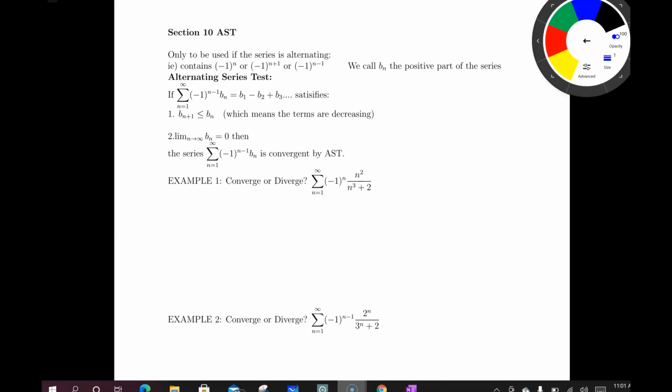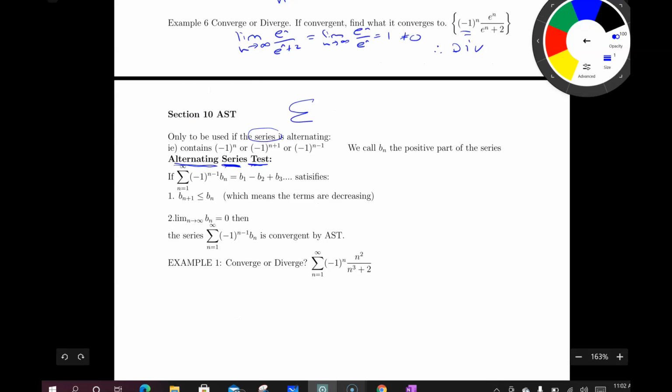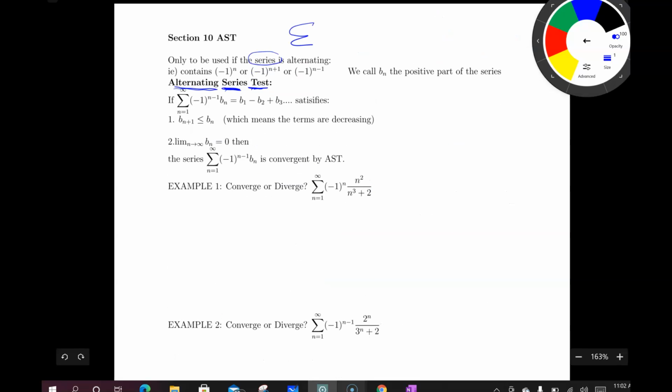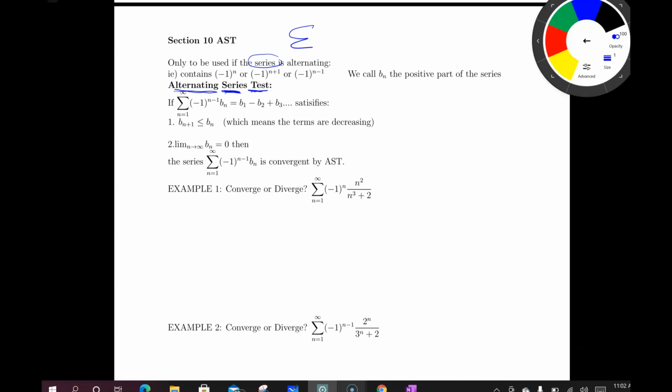Okay, turning the corner, and we're changing the kind of series that we're going to be looking at. We're going to be looking at the alternating series test on series, on summations. So let's just look back a second. This was the alternating sequence rule that we used in sequences. This is the alternating series test that we're going to use on summations.